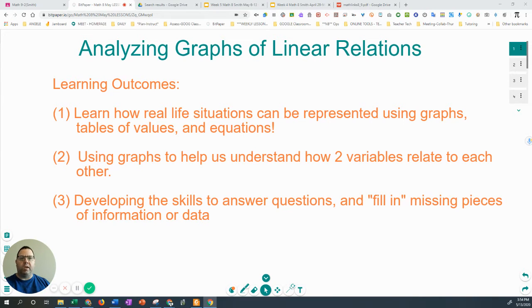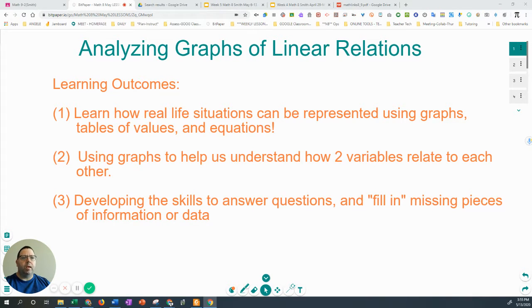I just want to do a quick introductory video before I really dive into helping you out through the guided examples. First of all, this is our new unit. We're analyzing the graphs of linear relations. It's a little bit related to what we've done already, and to the very first unit we did when we talked about line graphs. A little bit, not a lot, but a little bit.